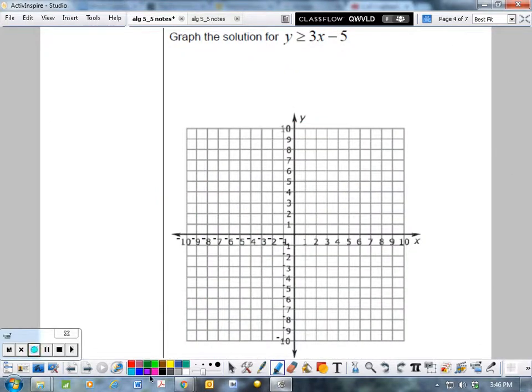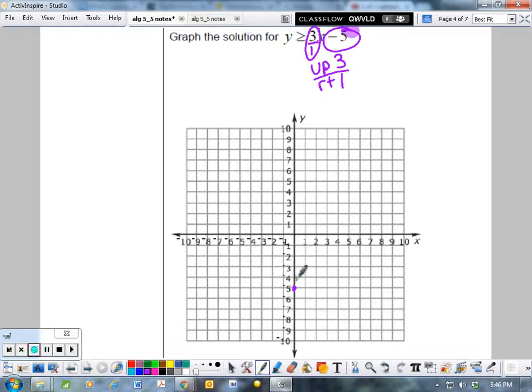Okay, next one. Graph the solution for y is greater than or equal to 3x minus 5. So I start graphing at -5. So I go to the y-axis at -5. And then my slope is 3. So that is up 3, right 1, because it's 3 over 1.